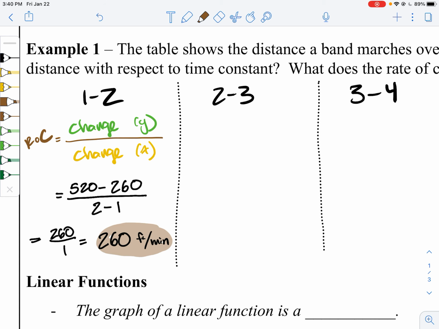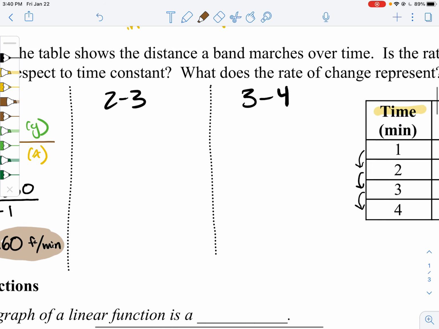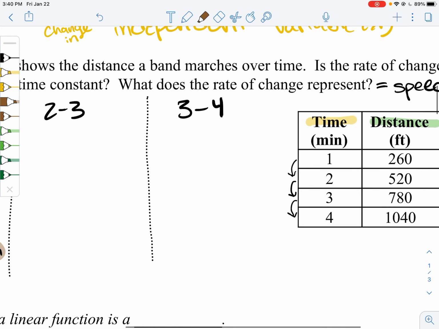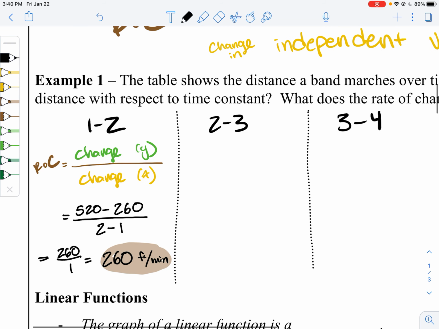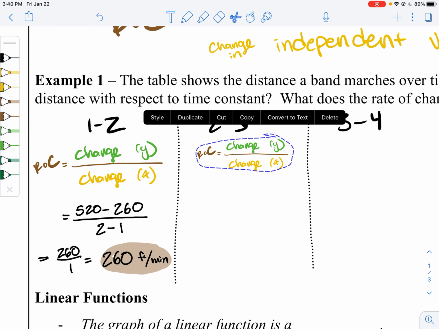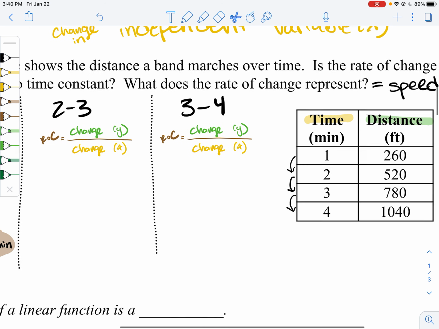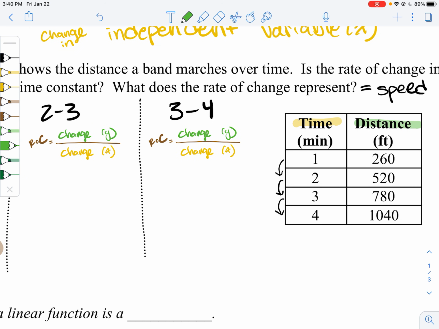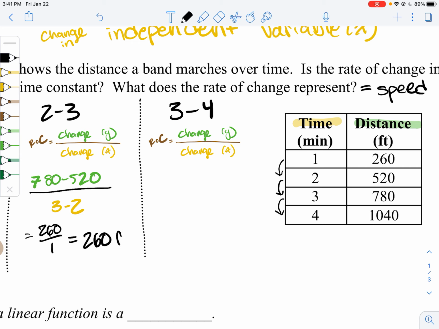260 feet per minute. From our second to our third minute, we started out at 520 and ended up at 780. To figure out what that distance was, we figure out how quickly our y changes and how quickly our x changes. Our y changed by a gain of 780 minus 520. And our x also changed by a gain of 3 minus 2, which is 1. So that is 260 over 1, giving us 260 feet per minute again.